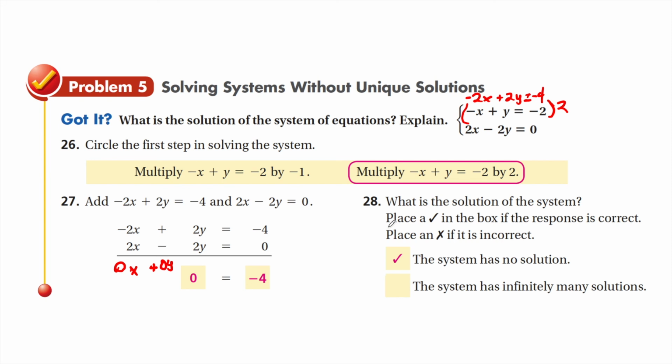And if there are no solutions, that means that there are not infinitely many solutions. If this was infinitely many solutions, the end answer would be something like 0 equals 0 or 2 equals 2. Both of these make sense, and they will always make sense, and that's where you get the infinitely many. But 0 equals negative 4 makes no sense, and that's why it's considered no solution.